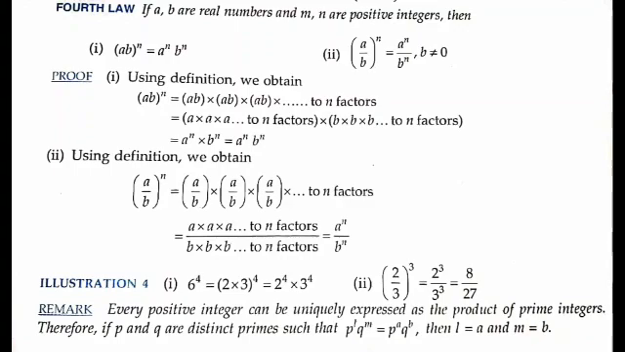For the second, in the left hand side we have (a by b) whole to the power n. That is, it can be given as a by b into a by b into a by b for n number of times. Separating numerator and denominator, we have in the numerator a into a for n number of times and in the denominator b into b for n number of times. That is, we can write in the numerator a to the power n by in the denominator b to the power n.